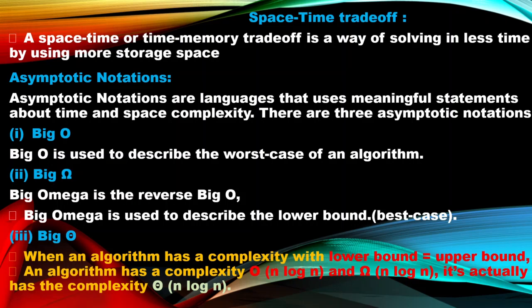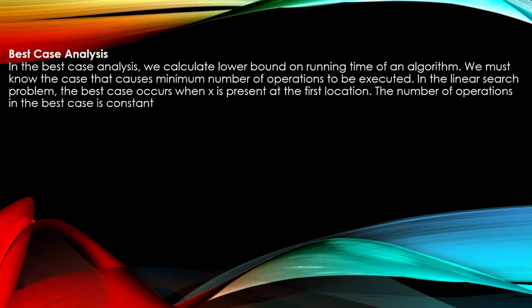So now let us see what is worst case and what is best case. Best case. In the best case analysis, we calculate the lower bound on the running time of an algorithm. We must know the case that requires the minimum number of operations to be executed. In the linear search problem, the best case occurs when X is present at the first location. The number of operations in the best case is constant. So best case is when we run an algorithm, the required result is found very soon.